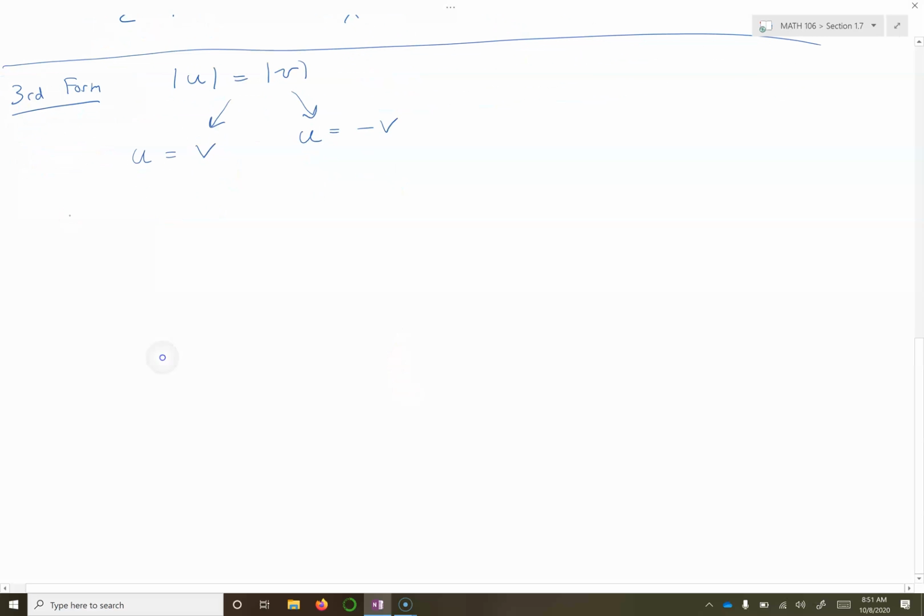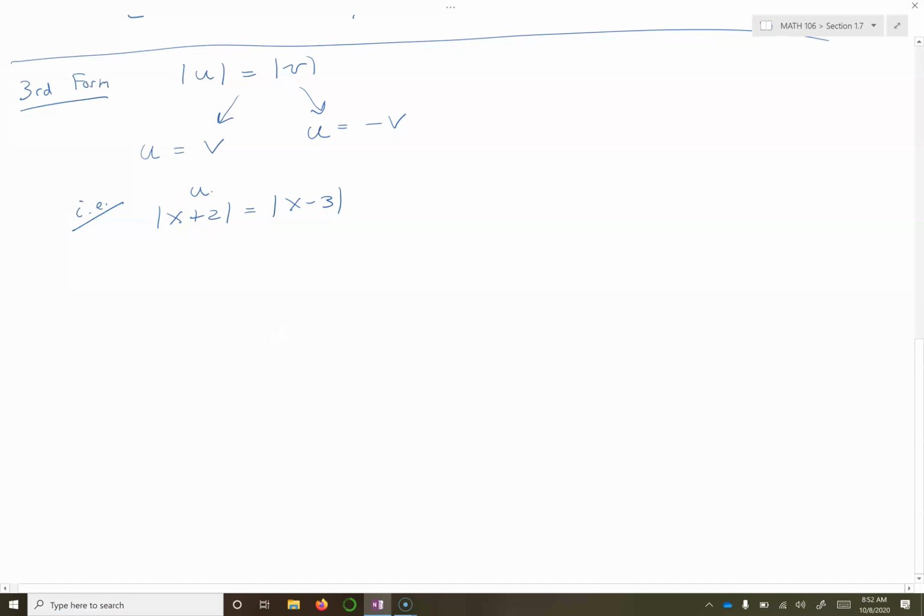So you're going to see something like the absolute value of x plus 2 equals the absolute value of x minus 3. These will be easy to pick out because both things on either side of the equation are going to have absolute value symbols. Now it depends on what you want to do. You could call this one u. So you could say u is the x plus 2 and then v is x minus 3. So how would that play out with the equations?